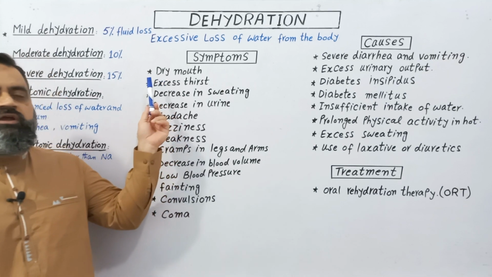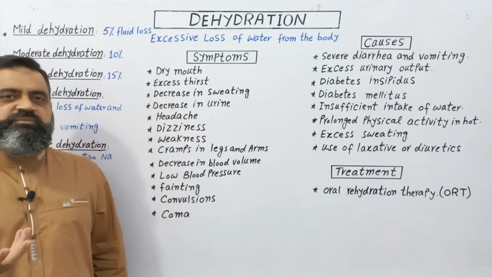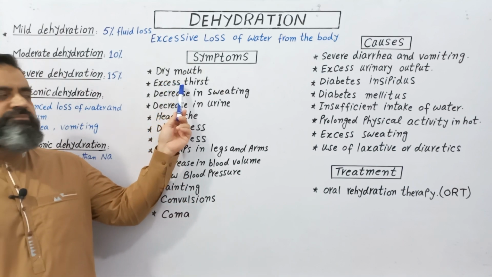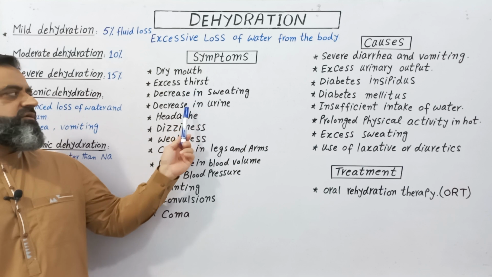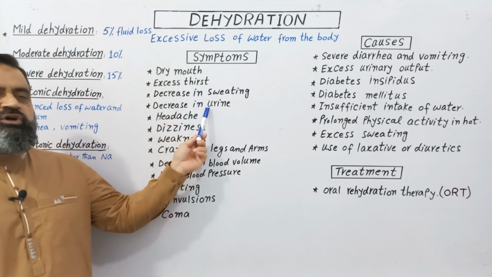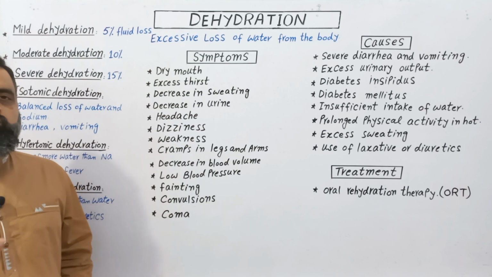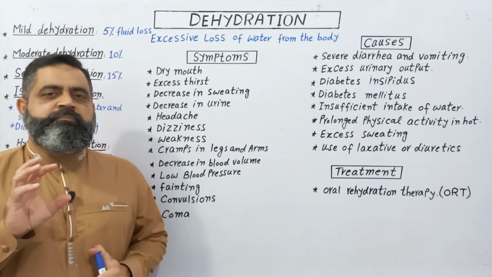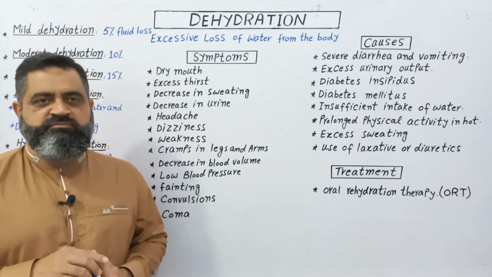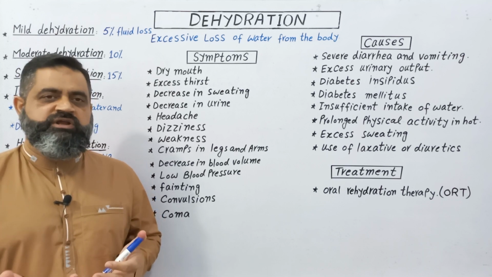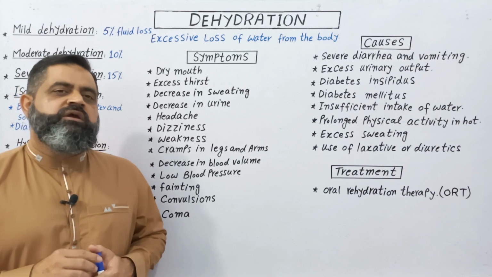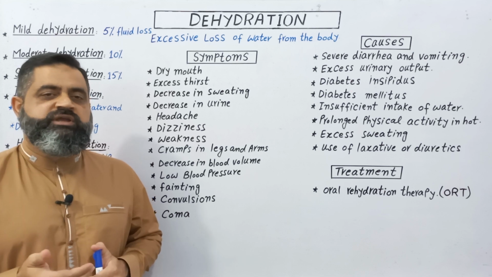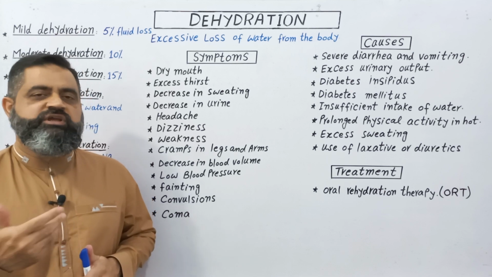So now we are going to discuss some important symptoms of dehydration. First of all, dryness in the mouth, which is a common symptom found in a dehydrated person. Excessive thirst, decrease in sweating, decrease in urine production, and headache, which is the most common symptom of dehydration. Usually people take painkillers to relieve headache. Maybe this headache is due to dehydration, and taking a certain amount of water and electrolytes can cure the headache instead of taking painkillers.